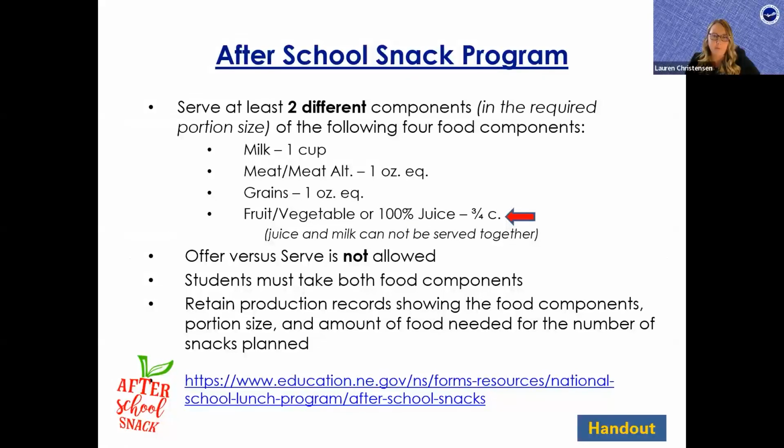So on the next slide, we see what would be required in terms of the components. At least 2 different components would be required to be offered or served, excuse me. You cannot do offer versus serve in this program. 2 different components in the required portion size would be required. So that could be 1 cup of milk, 1 ounce of meat or meat alternate, 1 ounce equivalent of grains, or 3/4 of a cup of 100% juice or fruit or vegetable.